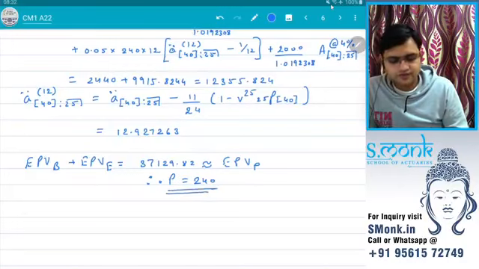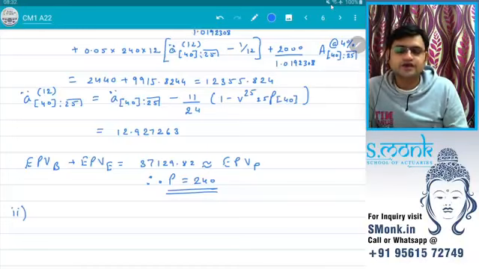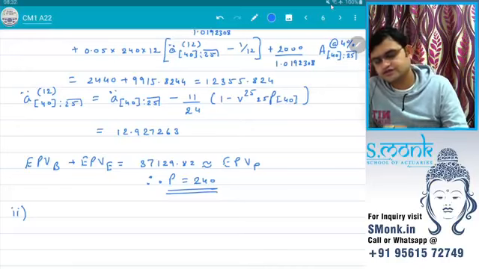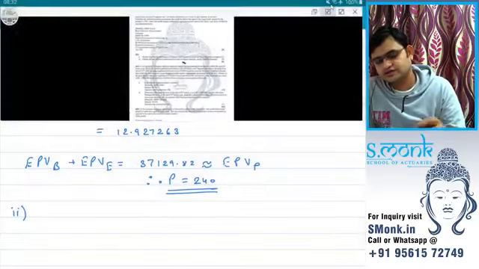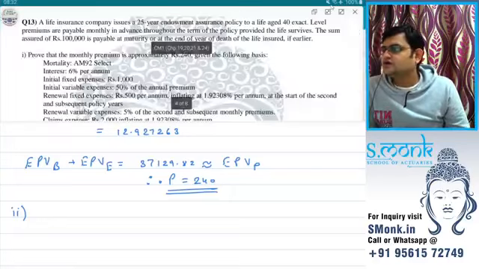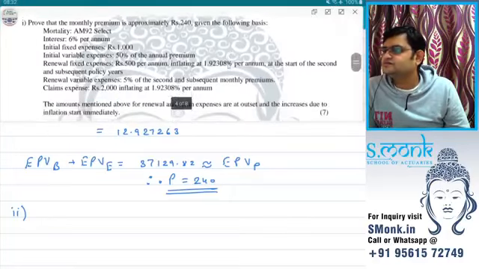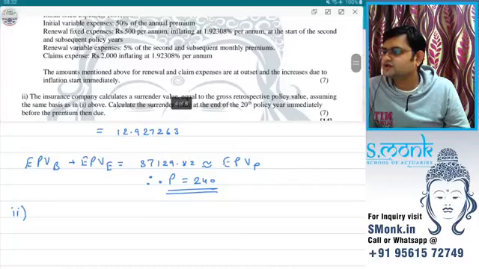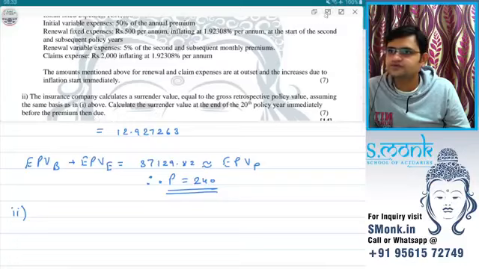So premium we said is 240. We'll take that for our later calculations. For the second part, they are asking us to calculate the gross retrospective reserves at time 20. That is what we want to calculate immediately before the premium then due.